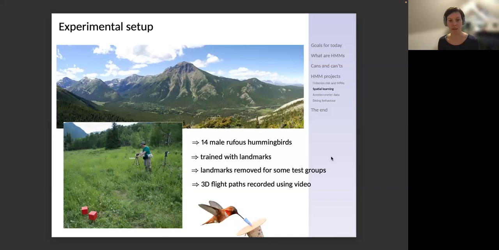So this is what the study site looked like. They trained 14 male rufous hummingbirds with landmarks. The landmarks are these two red cubes here in the bottom left of the picture. And then they trained them with the landmarks, and then they removed the landmarks with some groups, and they recorded 3D flight paths using video, these two video recorders here in the picture. So no devices were attached to hummingbirds, and that's really neat because hummingbirds are very small, and it also didn't disturb their behavior. It also meant that we don't actually have any error or very negligible error.